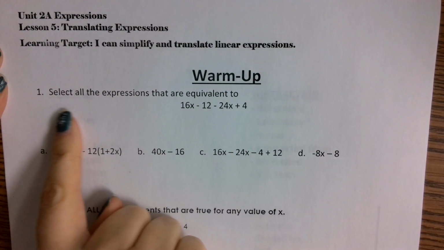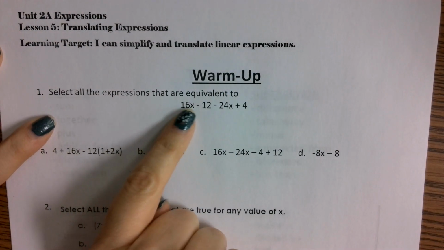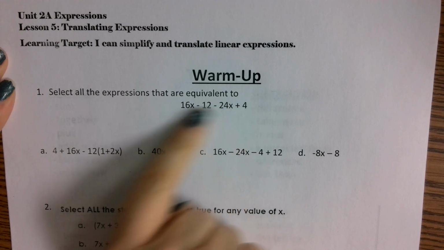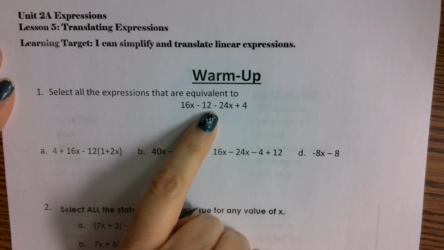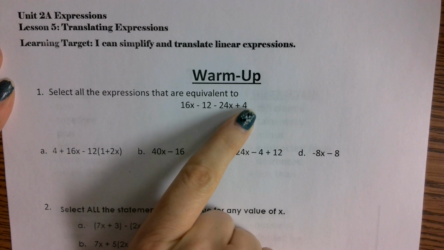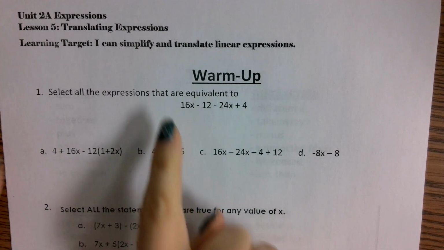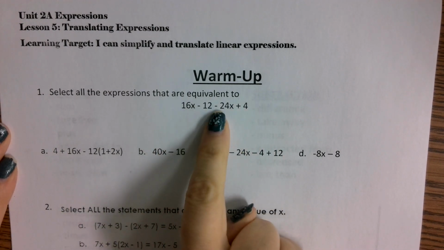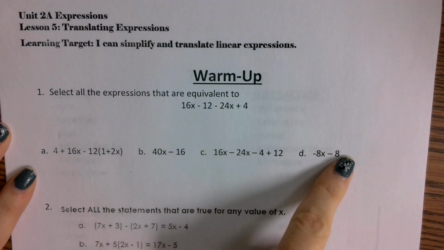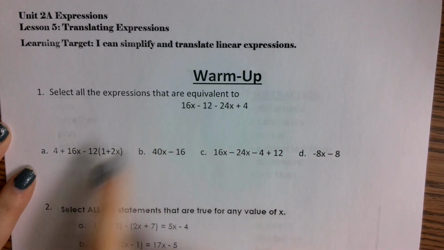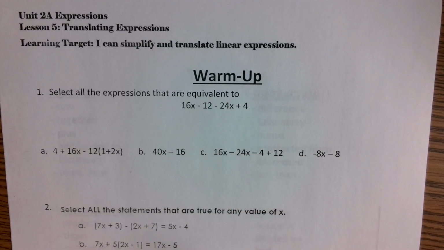All right, for problem number 1, we want to select all the expressions that are equivalent to the following. We've got 16x minus 12 minus 24x plus 4. So what you want to do is simplify the expression and then simplify each of the answer choices to see which ones come out to the same. That's all you're doing. You simplify them all to see who simplifies to the same idea or the same concept.